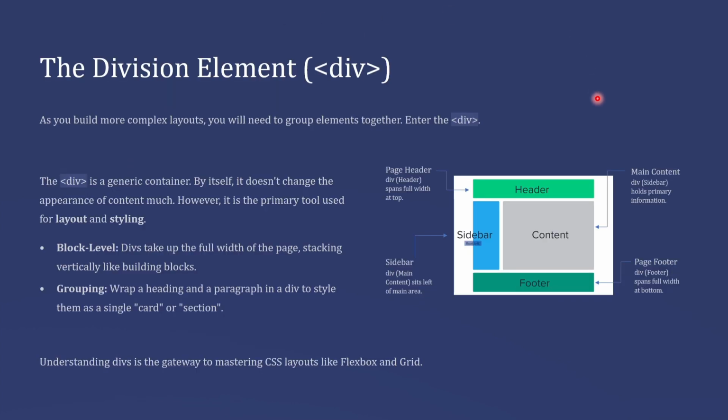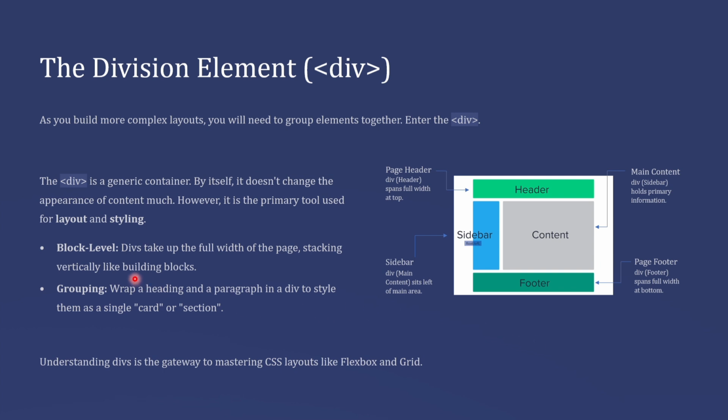Our final core element is the division tag, or div. This is the gateway to professional web design. Div is the most generic, non-semantic element in HTML. It's the best way to manage complexity. Div is a block level element which always starts on a new line and takes up the full width available to it, regardless of its content size.